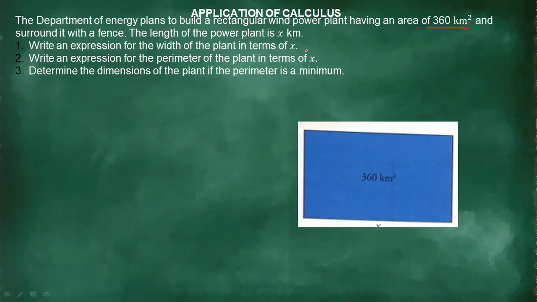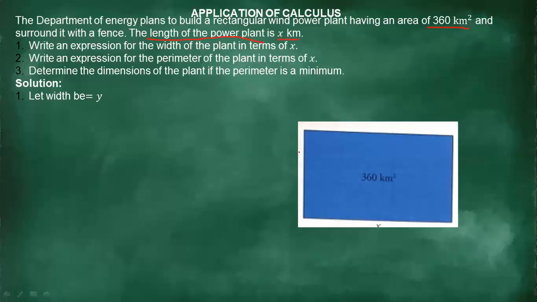From the scenario, what are we given? The area. Before we can go any further, you just have to write the area of this rectangular box. Now, the question says an expression for the width of the plant in terms of x. So let the width be y, because from the scenario we are being given the length as x kilometer.